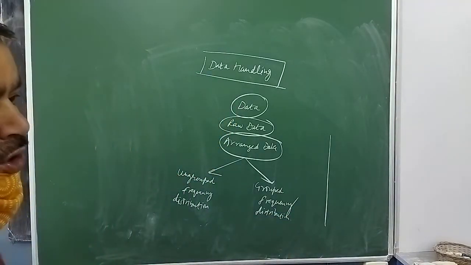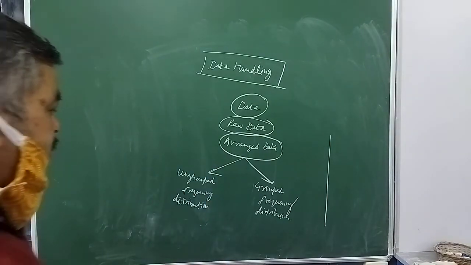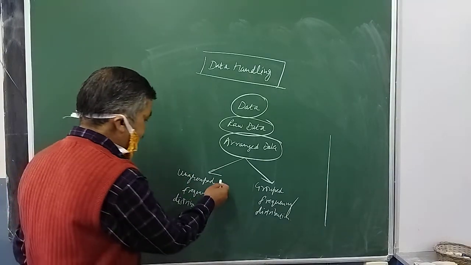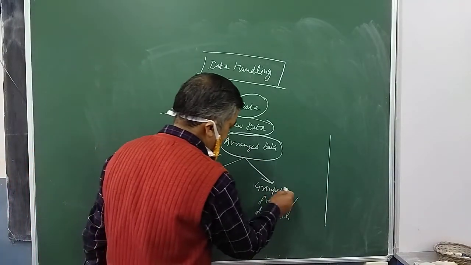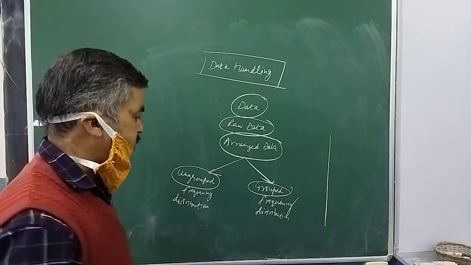This is there in the arranged data, which means you have done the tabulation. Now try to understand the difference between these two. What do you mean by ungrouped and what do you mean by grouped? Frequency distribution I have written in both.